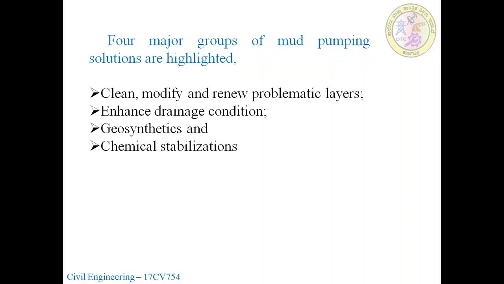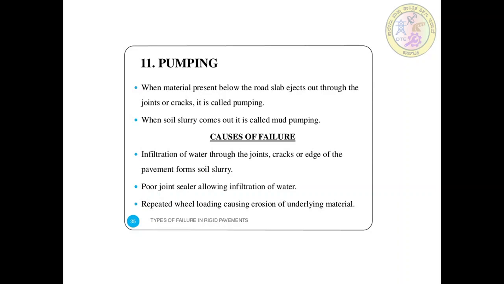Here the four major groups of mud pumping solutions are highlighted. One, clean, modify and renew the problematic layers. Two, enhance the drainage condition, so that the water passes through and we can avoid mud pumping. Provide geosynthetics as separation, and chemical stabilization to improve the soil properties. When material present below the road slab ejects out through the joints or cracks, it is called pumping. When soil slurry comes out, it is called mud pumping.